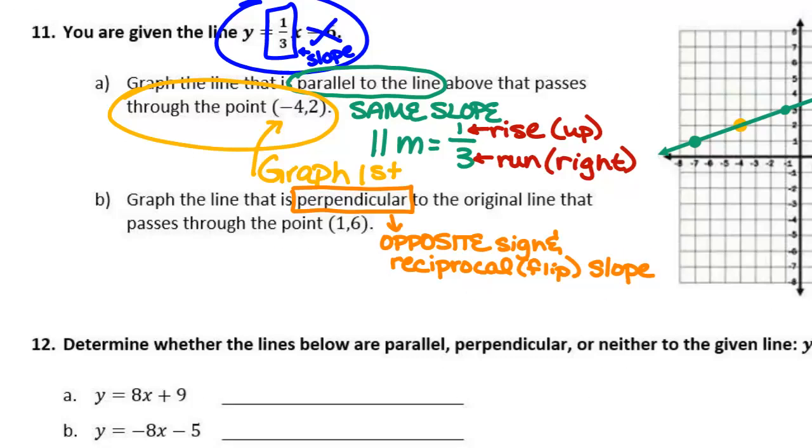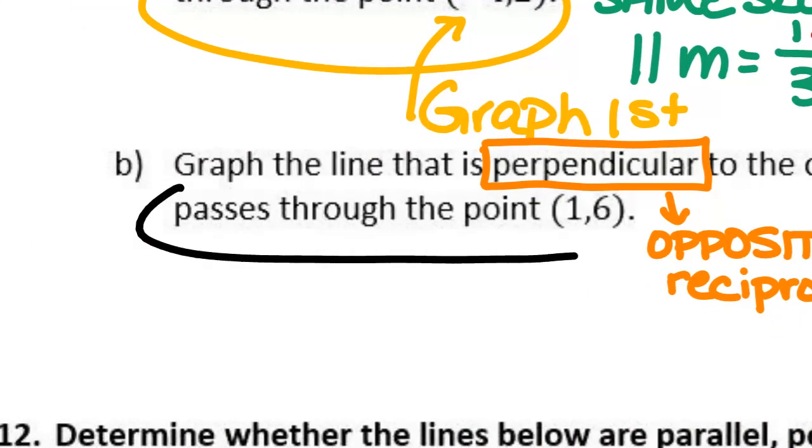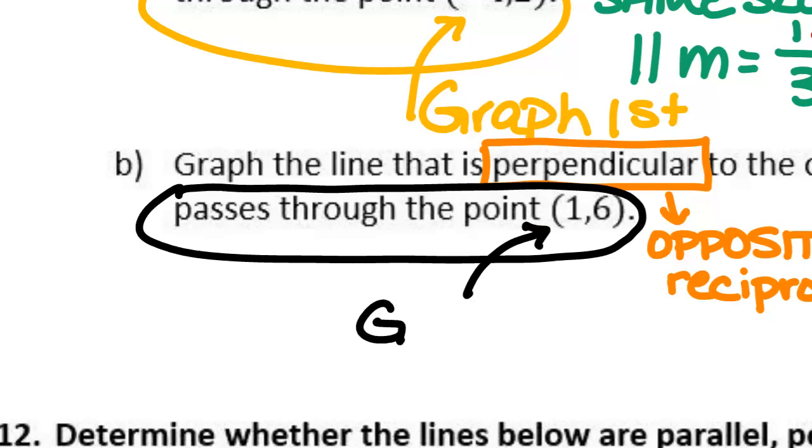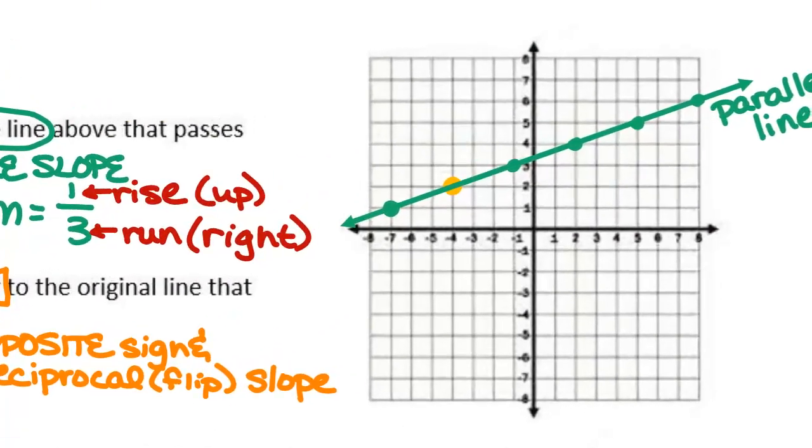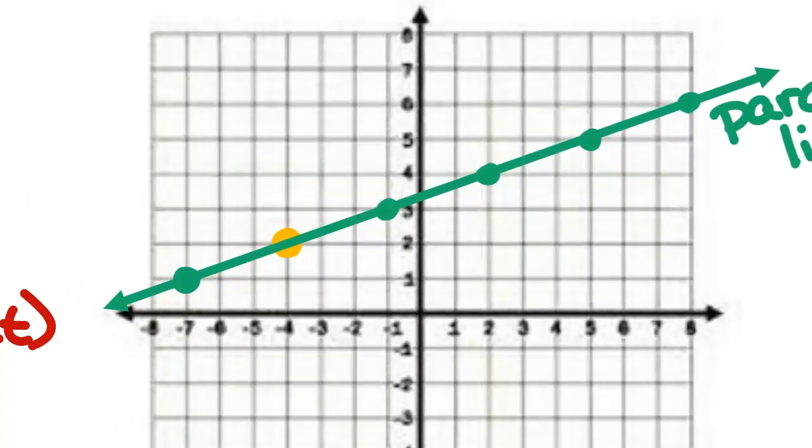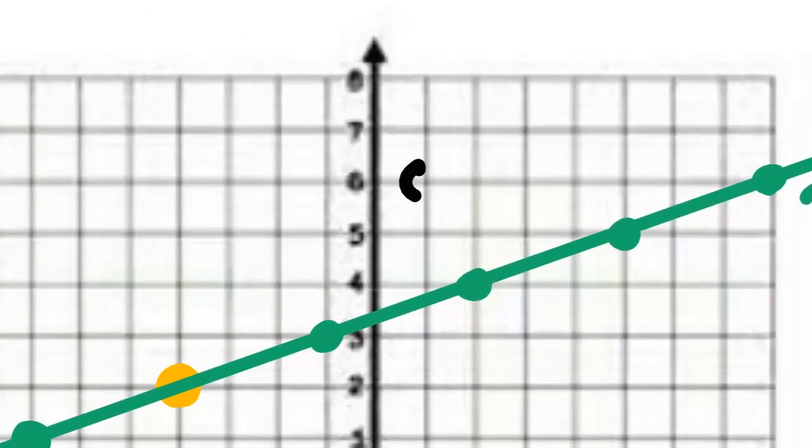But just like before, we have to plot our point first. It has to go through this point. So this is what we graph first. Again, yesterday on the skills check, I had a lot of people graph the y-intercept for the given line and the slope for the given line. I'm not asking for that at all. So plot the point (1, 6). Get that point down first.